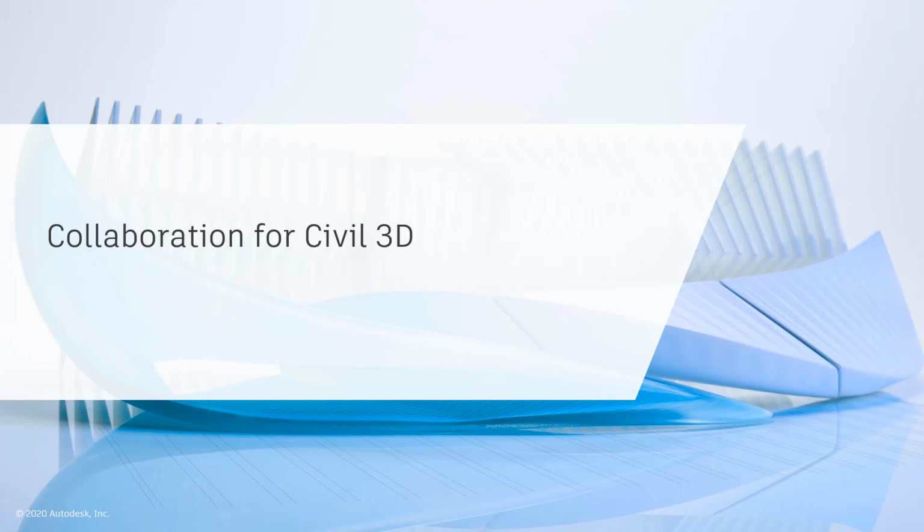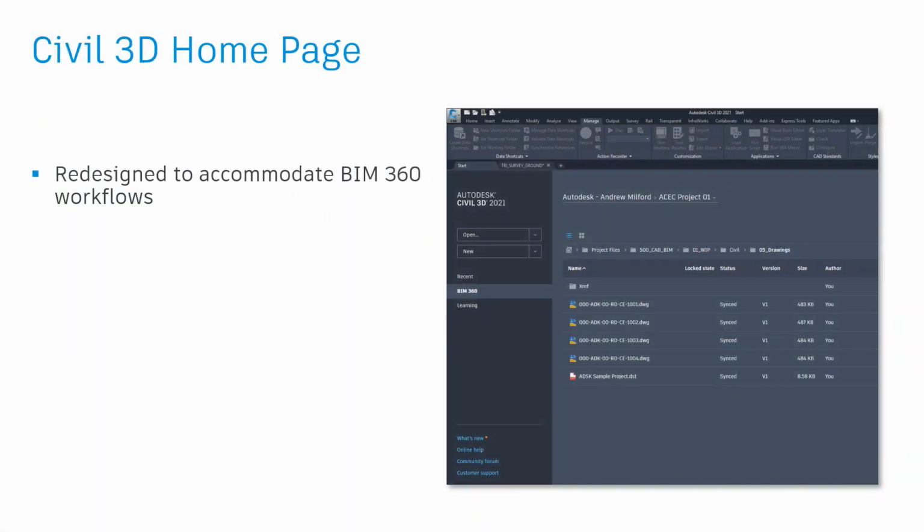Let's now explore how we can use Civil 3D collaboration inside of BIM 360. Note now that in Civil 3D, we've redesigned the homepage to accommodate the BIM 360 design workflows. Simply select BIM 360 on the left side of the panel, and on the right you can navigate through to your account, project, and data folders in a similar fashion to that you'd use inside the web interface.